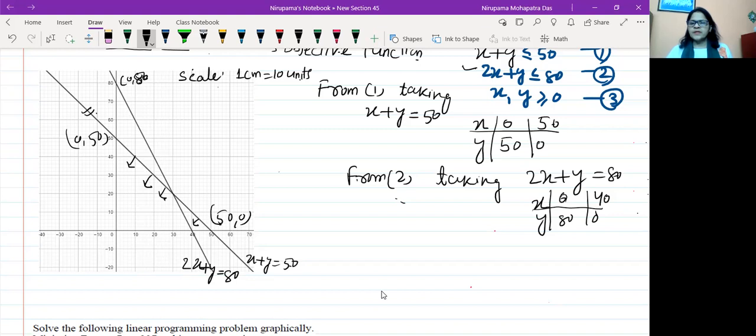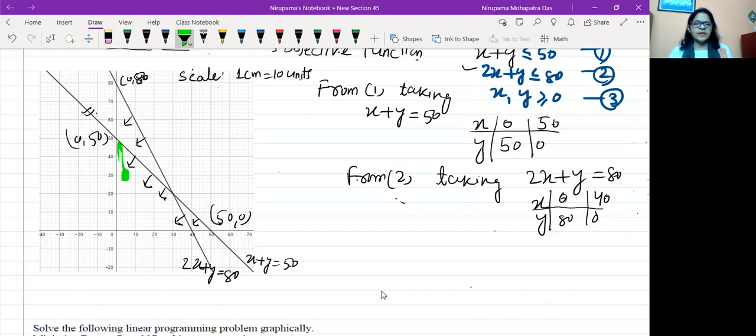And the second equation is 2x plus y equal to 80. The corresponding inequation is 2x plus y less than or equal to 80. The line is not passing through the origin, so the origin can be taken as a landmark. Putting x equal to 0, y equal to 0, 0 less than or equal to 80 is true. Means it is towards the origin. Then what is the common region? This one is the common region.